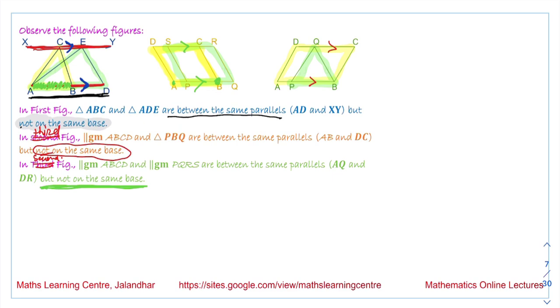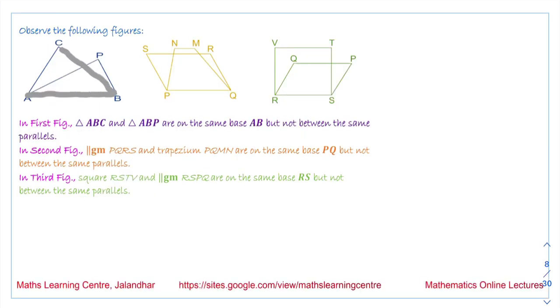Next, we are talking about two triangles over here. One is the triangle ABC and second is the triangle ABP. Both these triangles lie on the same base AB. But if I join these two points C and P, I will see that these two lines, AB and CP, are not parallel. So we get that these two triangles ABC and ABP are on the same base, but they do not lie between the same parallels.